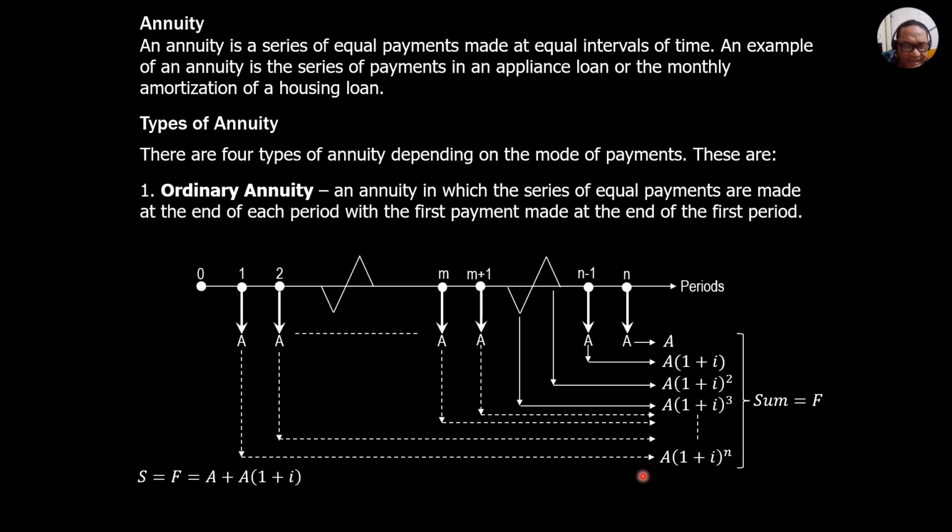Therefore, S, which is equal to F, future worth, is A plus A times 1 plus I plus A times 1 plus I squared, and so on and so forth until we have A times 1 plus I to the n. This is the last term, A times 1 plus I to the n, because the distance is n minus 1 plus 1. So that's why it is A times 1 plus I to the n.